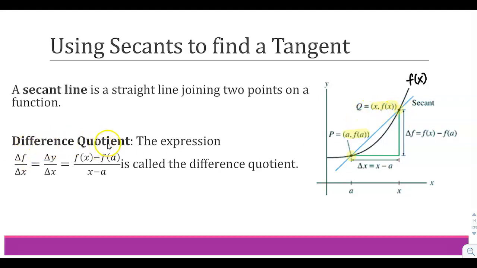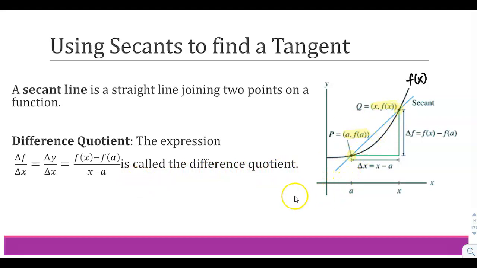So we are able to find the slope between those 2 points, and that has a special name called the difference quotient. So the expression, the change in f over the change in x, so this is delta, change, or the change in y over the change in x, that's subtracting the 2 y values. So this is like y2 minus y1, f of x minus f of a, all over x minus a. So it's like x2 minus x1, that familiar slope formula. And again, this is called the difference quotient.